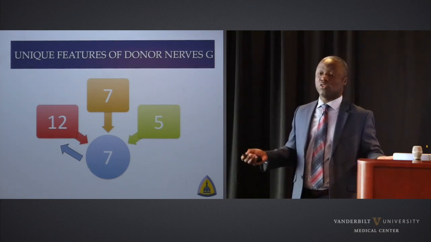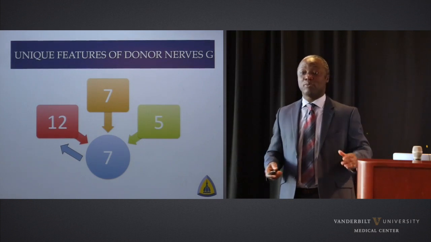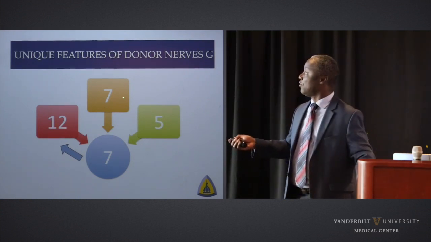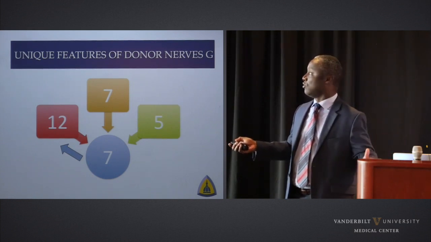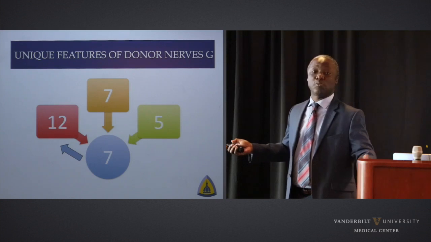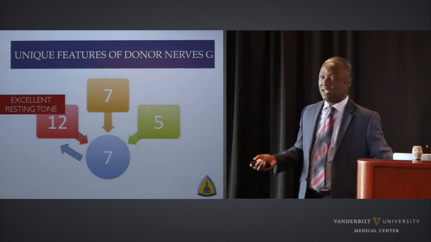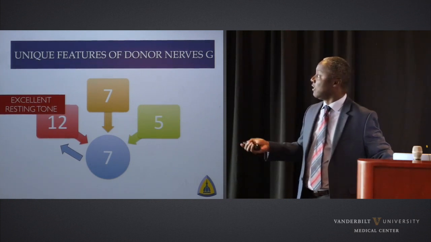So which one do you choose? If you were trained in a time that hypoglossal nerve was all that was done, probably that's all you're going to do. If you are now familiar with the trigeminal nerve, that's probably what you're going to do. If you are comfortable with doing cross-facial nerves, you may choose that. But each of these nerves have their unique features, and you pick them based on what you're trying to get.